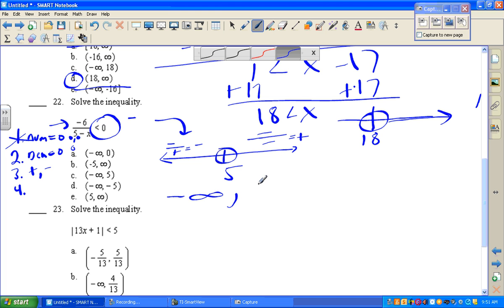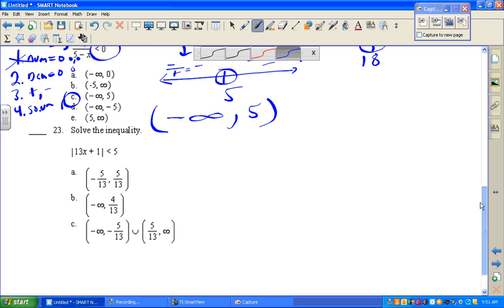Negative infinity to 5. Parentheses on both of them, C. How did you do that? I just picked test points and put them in the equation to see if they came out positive or negative. 4th step is write your solution. So like, you just pick like 6 or something. You can pick 6, you can pick 10, 100, anything to the left and to the right.